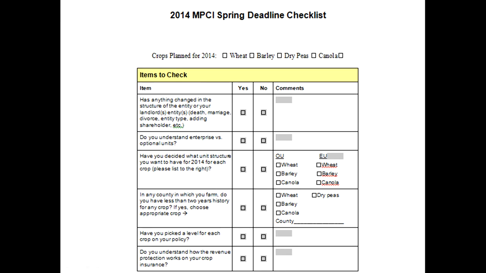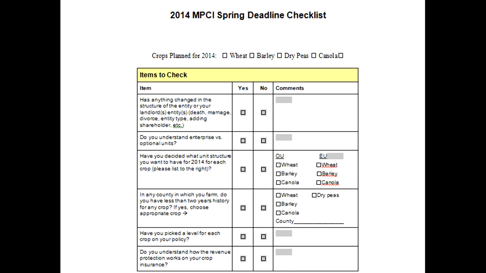Most of you received this checklist in the mail. Has anything changed in your entity structure? We need to know. Like we said, if you're adding or removing a share in your corporation or partnership, if someone died and now it's changing to an estate, or if any of your landlords died that you're actually doing the crop insurance for, please let us know, not only on your policy, but on all those other entities that you're signing off on as well. Do you understand enterprise versus optional units?